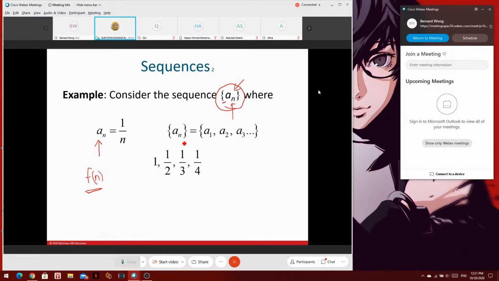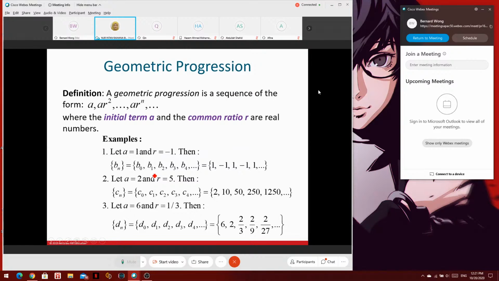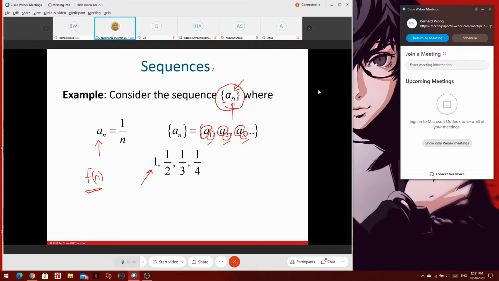Now you have a_n equal to a_1, a_2, a_3. This is the value, and this is the n, the n value, which means the location: the first location, second location, third location. So these would be the initial terms.